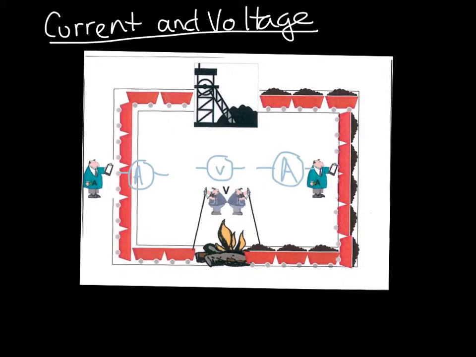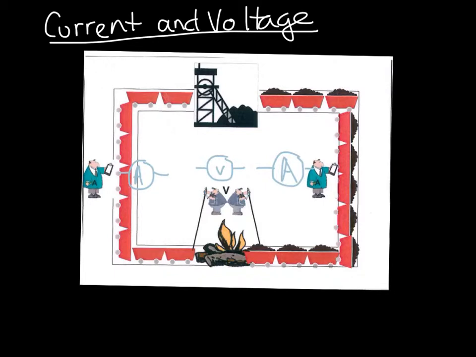two different figures here doing different things. So here you've got a little man with a clipboard, you've got another little man with a clipboard here, and you've got two men here with some probes. And this man represents an ammeter, and this man represents an ammeter, and these chaps represent a voltmeter. So this man with the clipboard is counting how many trucks go past per second. That's his job. And this man over here is counting exactly the same thing.